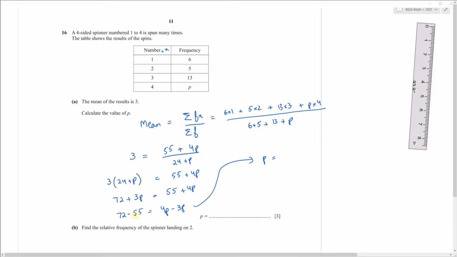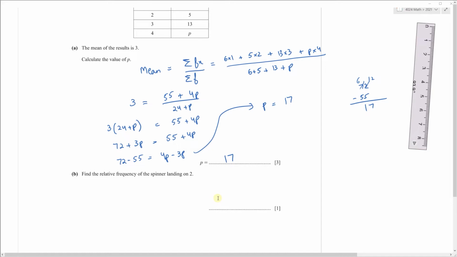72 minus 55 will be, let's do this. Take carry, this will become 12. 12 minus 5 is 7. 6 minus 5 is 1. 17. Yeah, so that's correct. So P is 17.